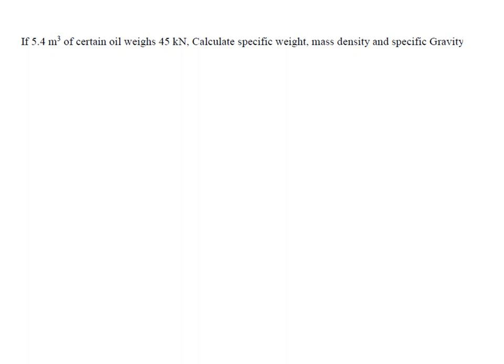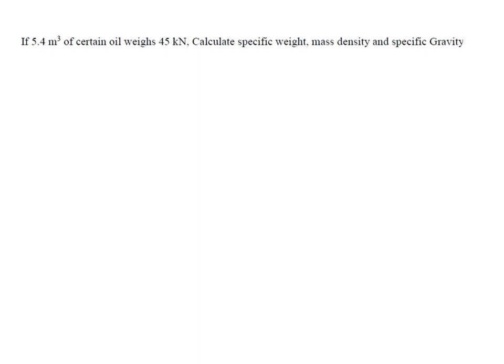The problem is: if 5.4 meter cube of a certain oil weighs 45 kilonewtons, you have to calculate specific weight, mass density and specific gravity. So here volume is given, that is 5.4 meter cube. Weight is given, 45 kilonewtons. So you have to find specific weight. You know that specific weight is weight by volume.